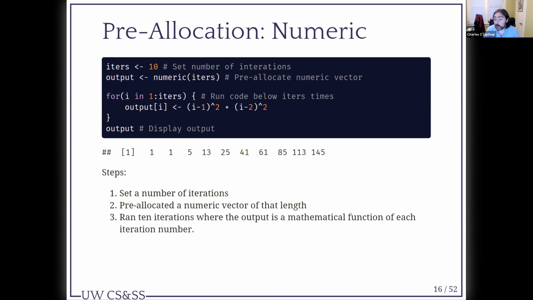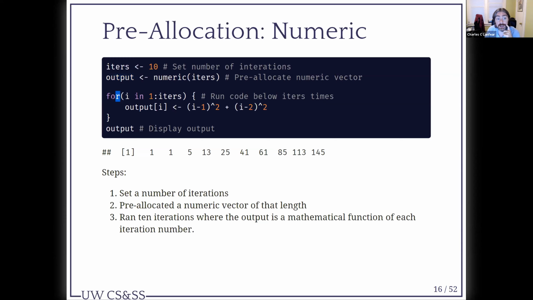So here's an example of pre-allocating something and then running some math to fill it up. I'm going to say I want to make a loop that's going to run for 10 iterations. So I'm going to write an object called iters for iterations. I'm going to set it to 10. I'm going to make some vector of output. This is just going to be a numeric vector of length 10, right? Iters is the number 10. So output here is an empty length 10 numeric vector.